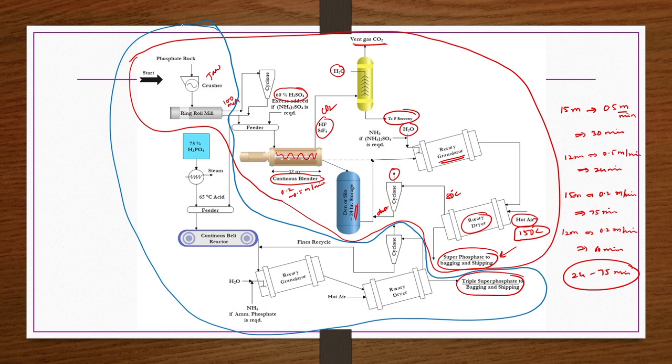Right? So whatever the phosphate rock is there, you crush in a jaw crusher, then take it to the ring roll mill or a hammer mill to reduce the material to 100 mesh size. That material, along with preheated phosphoric acid, which is preheated to 65 degrees centigrade, is taken to a continuous feeder, and then to the continuous belt reactor where the reaction completes, right?